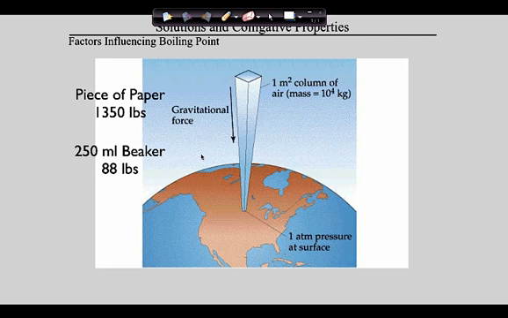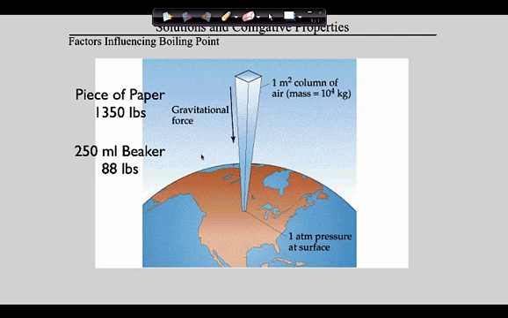So the air is pushing down on the surface of the water, but it's not pushing up on the bottom of the water. It is pushing up on the beaker, but not on the water. So there's literally 88 pounds of air pushing on this water. So in order for the water to boil and jump out of the beaker, what does it have to do? It's got to push up against 88 pounds of air. You get the idea?